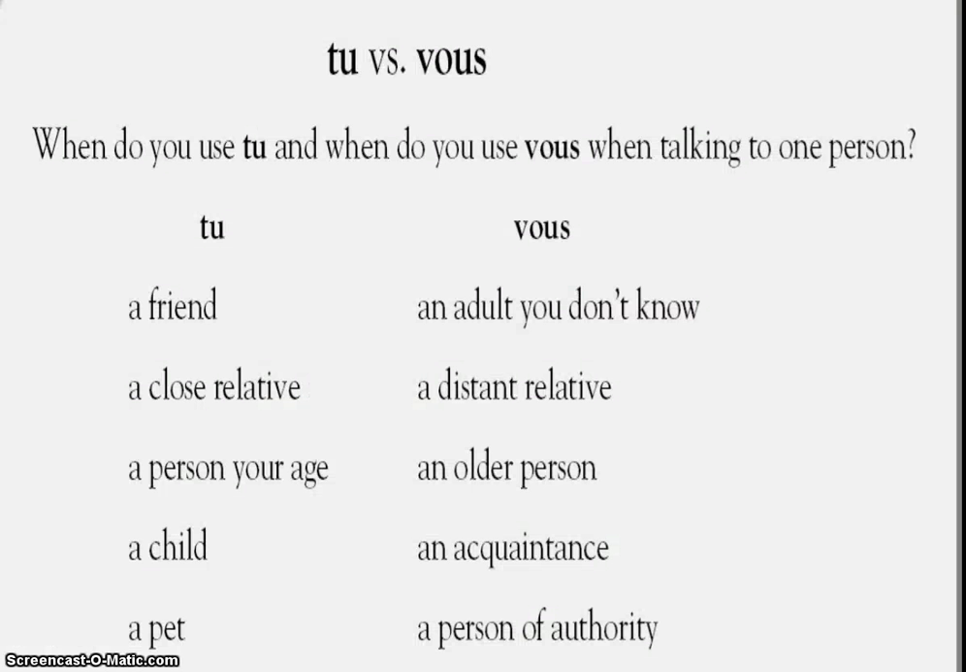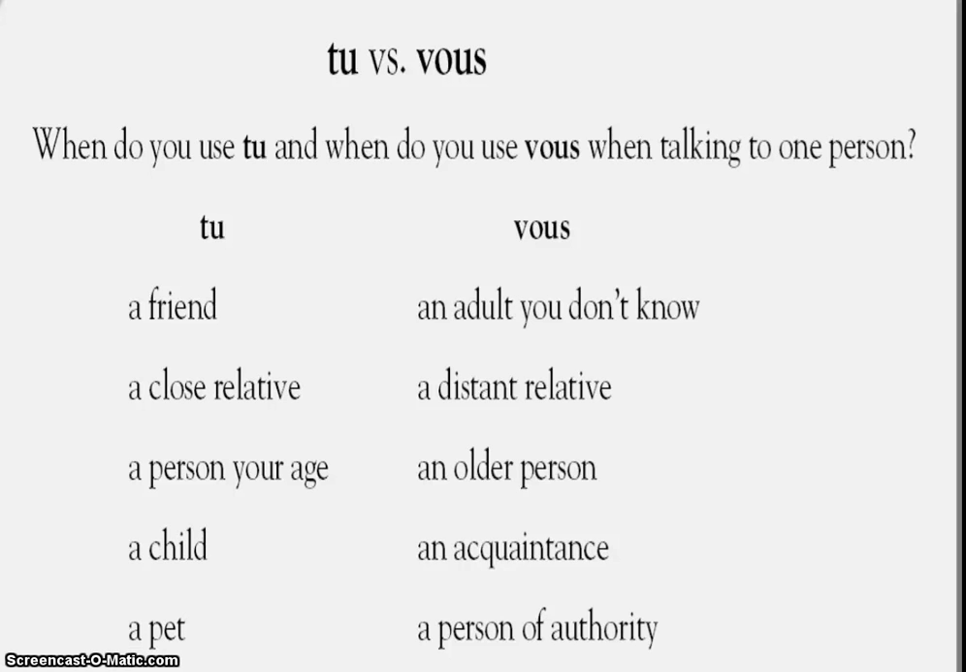All right, let's move on. We use tu for a friend, a close relative, a person of your age, a child, a pet. And for vous, you use it for an adult you don't know, a distant relative, an older person, an acquaintance, or a person of authority. That's why we talk about the vous and the tu.